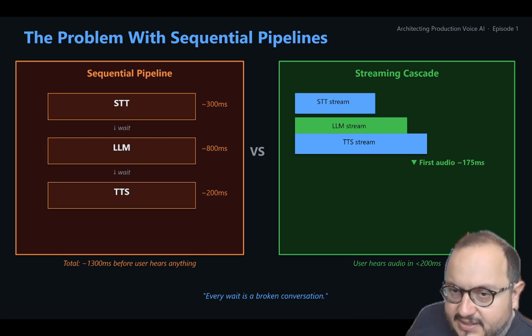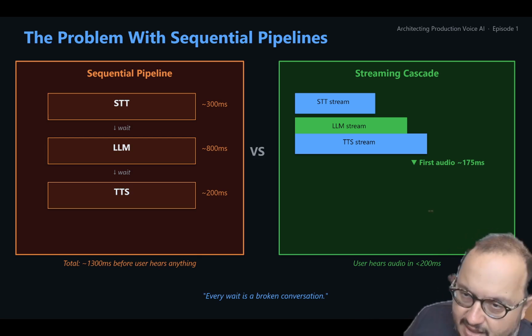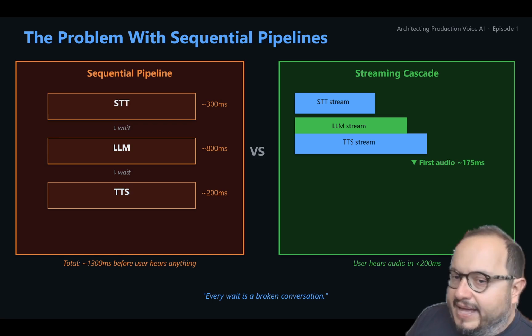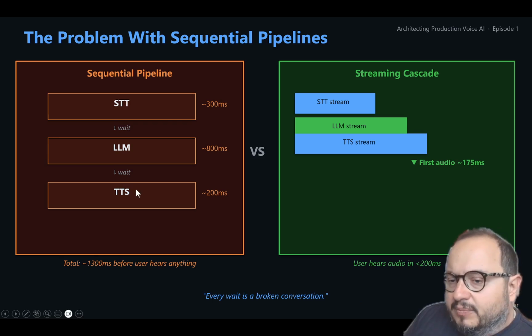The difference is not an optimization, it's an architectural decision. Sequential is wrong for voice. Cascade is the only production-viable pattern. Let me show the architecture we are building before we write any code.